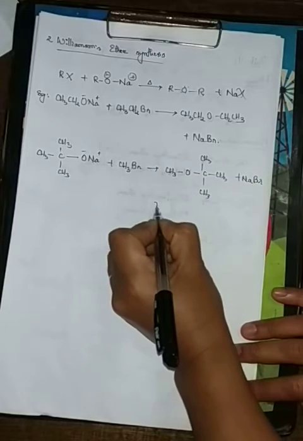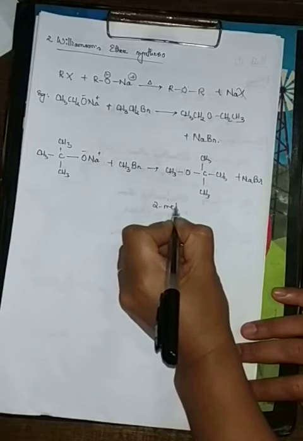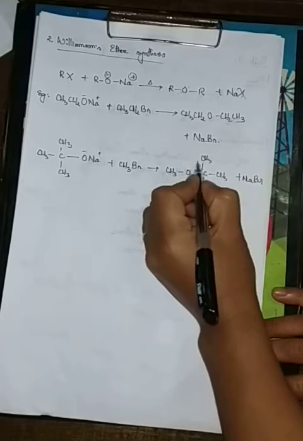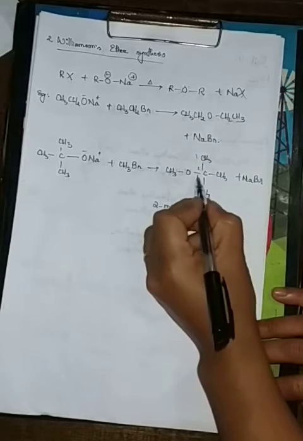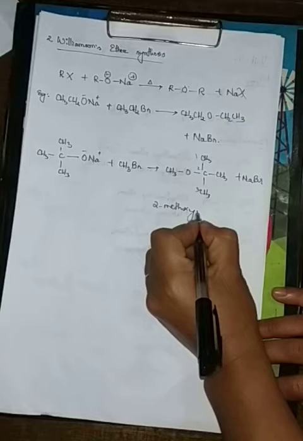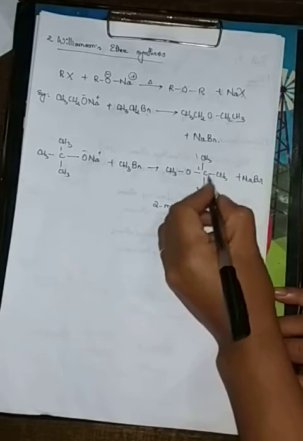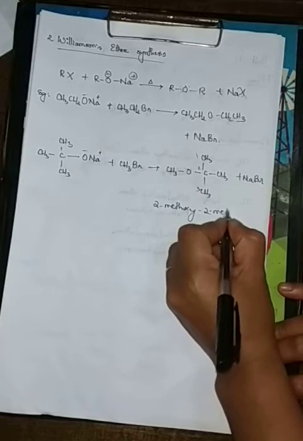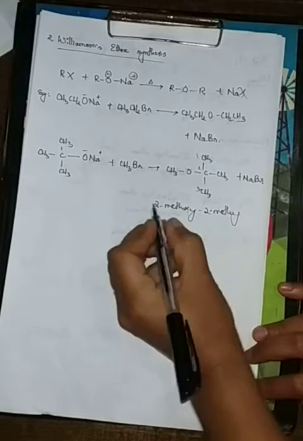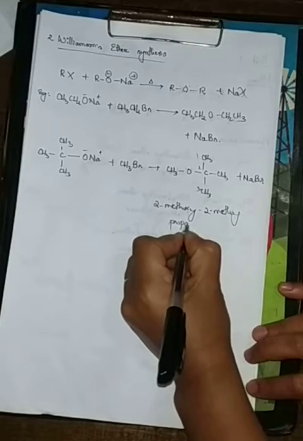This is 2-methoxy. We have here 1, 2, 3. Therefore here will be 2-methoxy, and then here we have one substituent, therefore that is 2-methyl, 3 carbon atoms. It is known as propane. 2-methoxy, 2-methylpropane.